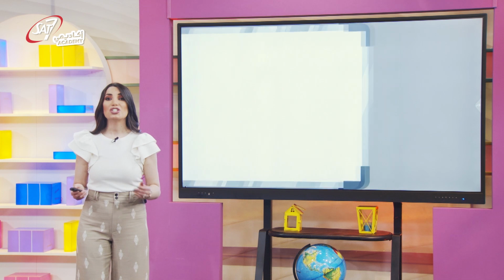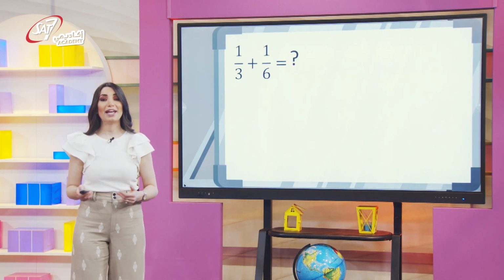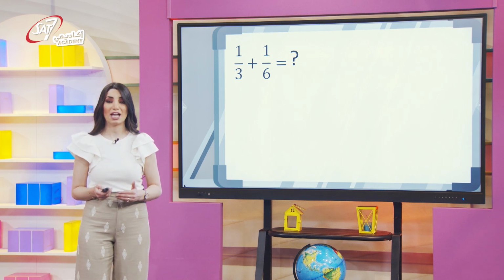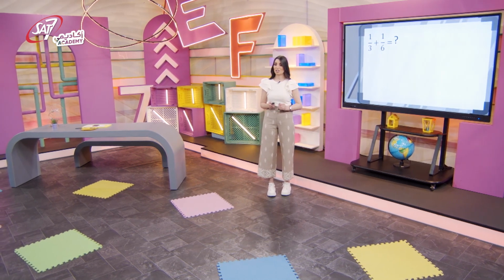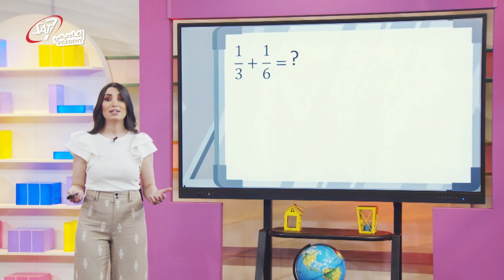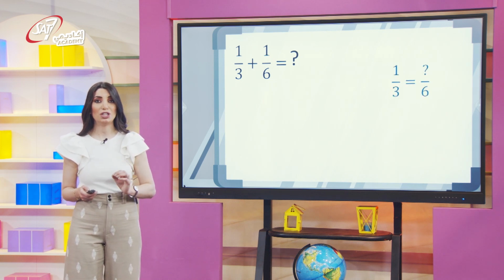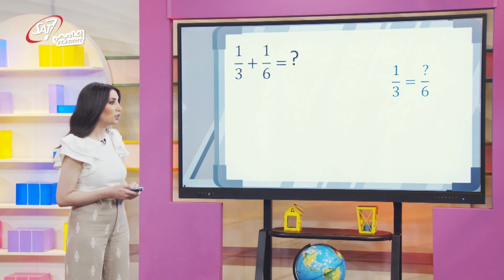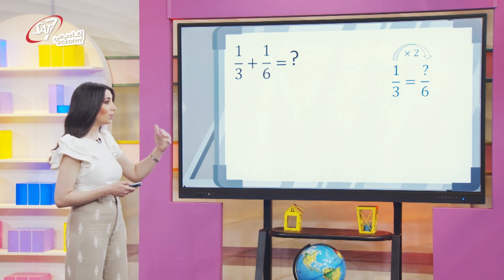2 friends shared a pizza. One of them ate 1/3 and the other ate 1/6 of it. How much did they both eat together? Let's add. The fractions have different denominators. We can divide the pizza into 6 equal slices and replace 1/3 with an equal fraction with 6 as the denominator. 3 times 2 is 6, so we must multiply also 1 by 2.